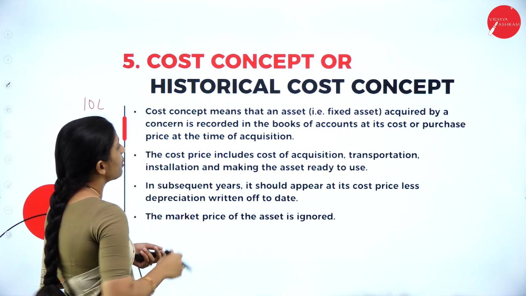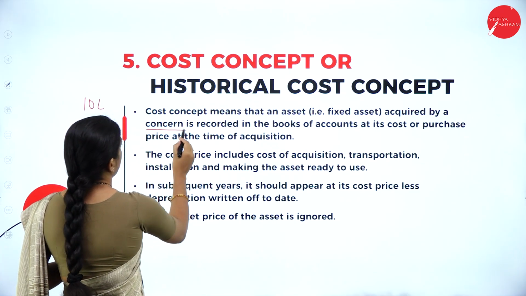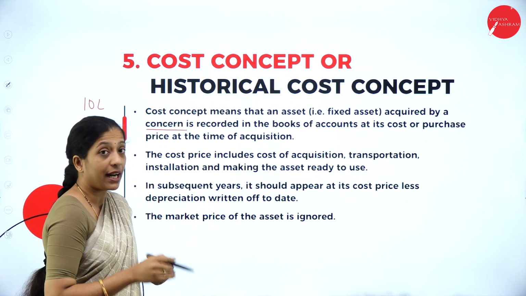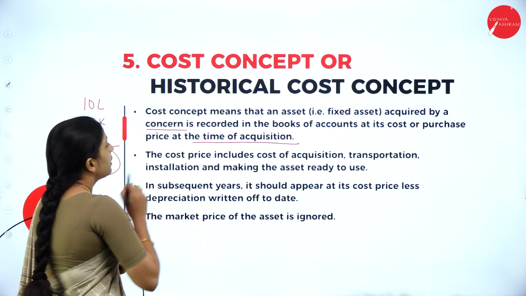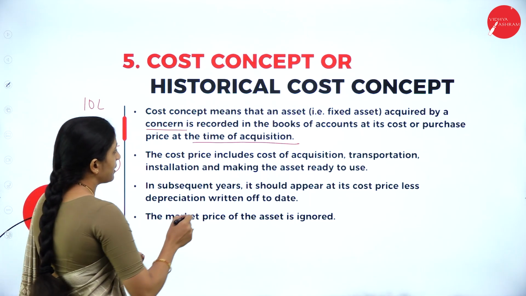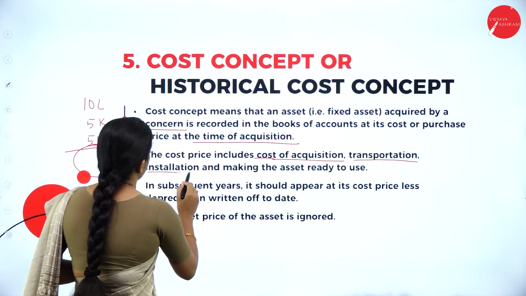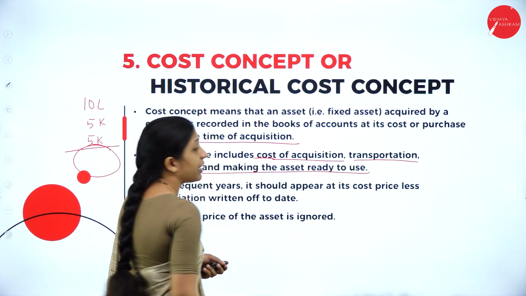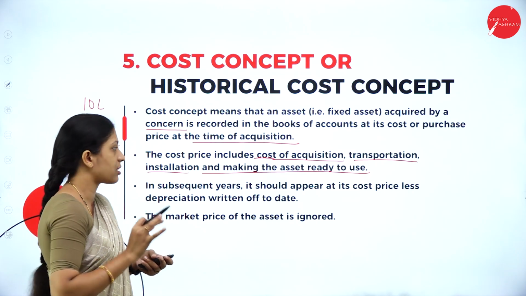Now let us see, cost concept means that an asset, that is a fixed asset, acquired by the concern is recorded in the books of account at its cost or purchase price at the time of acquisition. Let us see what the cost price includes: cost of acquisition, transportation, installation and making the asset ready to use. Till then, whatever the cost which is involved, everything is termed as cost.